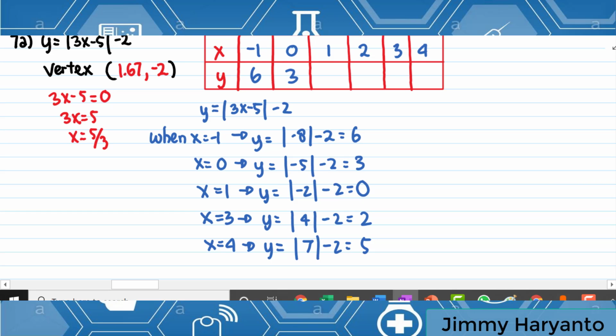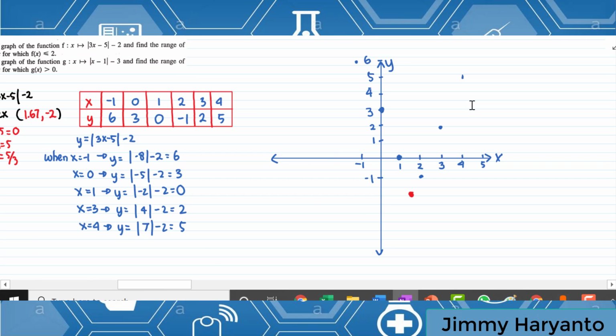Fill in the table first. 3, 0, 2. Wait a minute, we missed something. Oh, the 2. We are not calculating the 2, guys. 3 is 2, and then 4 is 5. Calculate for x equals 2: y is 6 minus 5 is 1, minus 2 is -1. Okay, good. Next, we have to draw it. I already plotted the points, and then I have to connect the points using a line. Yeah, it will be like this.